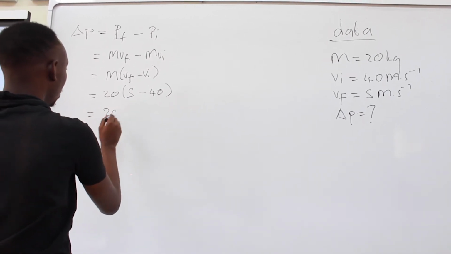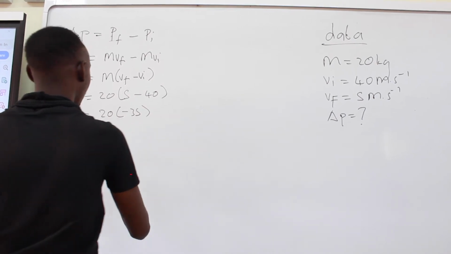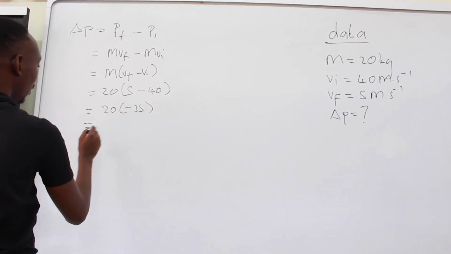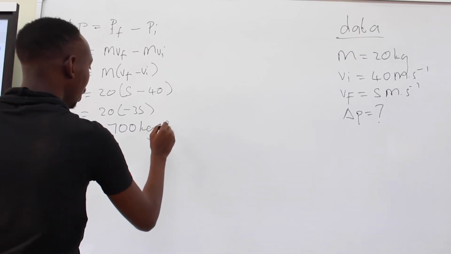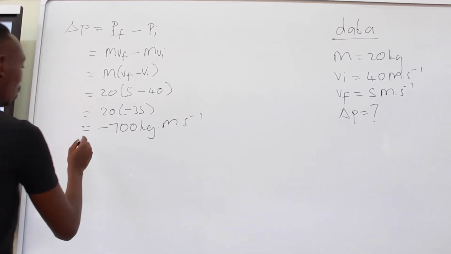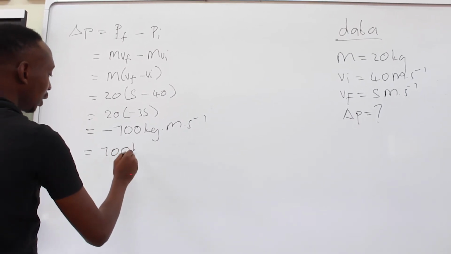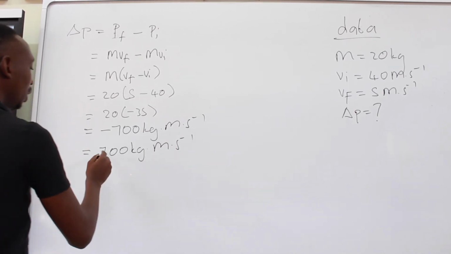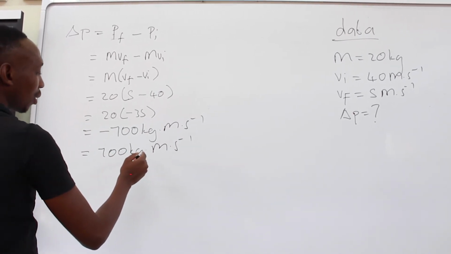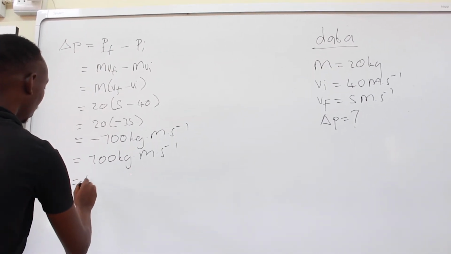So this is 20 into 5 minus 40, which is negative 35. 20 times negative 35 is negative 700 kg meters per second. The negative sign means that the change in momentum is in the opposite direction. So it's 700 kilogram meters per second east.